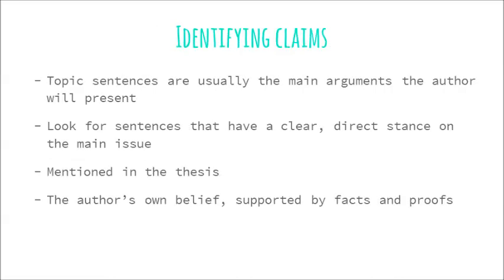Topic sentences are usually the main arguments the author will present. Look for sentences that have a clear, direct stance on the main issue. These are like mini theses, and as a result, should also be mentioned in the thesis. The following paragraph should go on about that topic sentence, providing points to support it, much like the TSs will support the thesis. And then the author's own belief should be supported by facts and proofs.